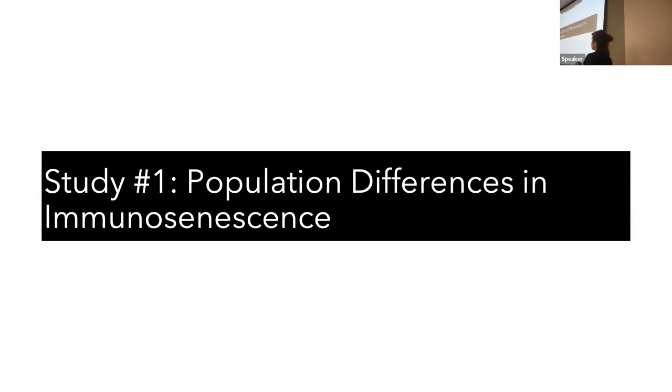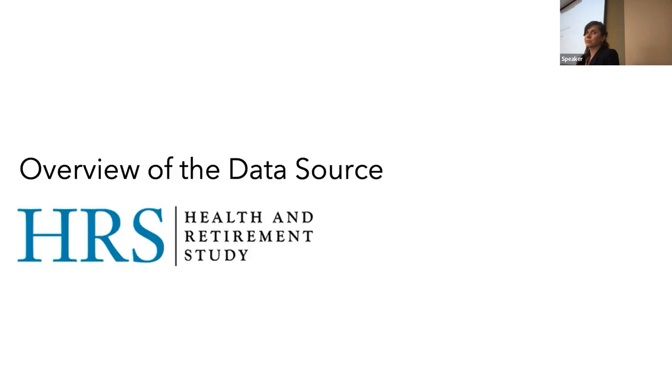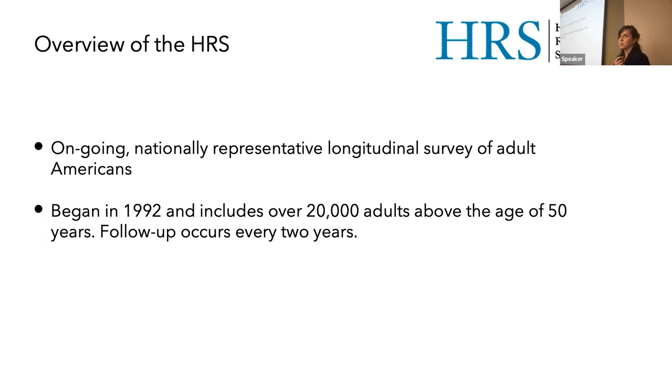So now digging into the first study. So this is on population level differences in immunosenescence. Our aims here were to characterize markers and ratios of T cell immunosenescence in older adults, and then look at differences by age, sex, race, ethnicity, and education. This data is coming from the Health and Retirement Study, which is an ongoing nationally representative longitudinal survey of older adults, that is housed at the University of Michigan. It began in 1992 and includes over 20,000 adults over the age of 50. Follow-up occurs every 2 years, so still ongoing. It's a very rich data source.